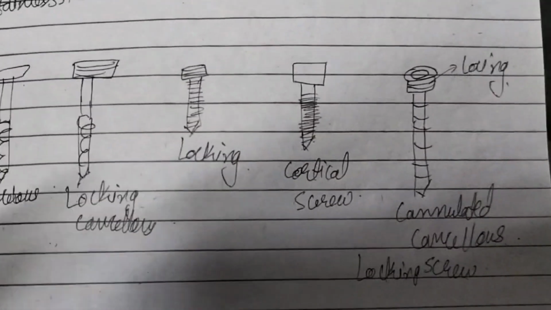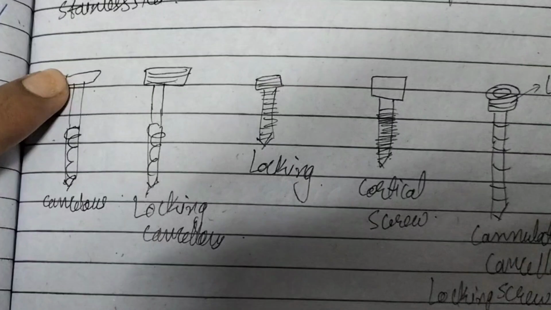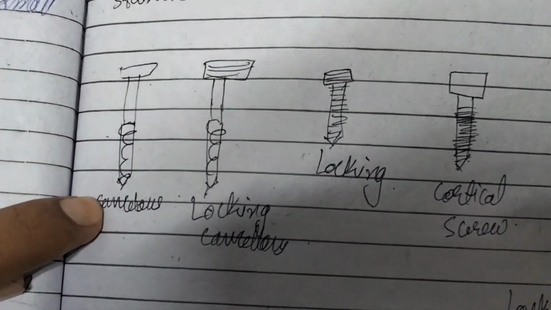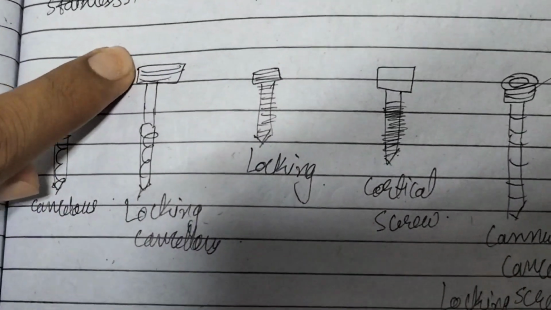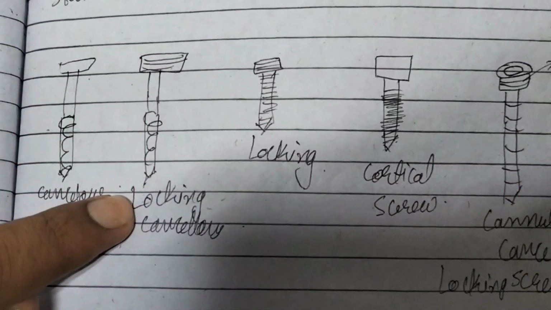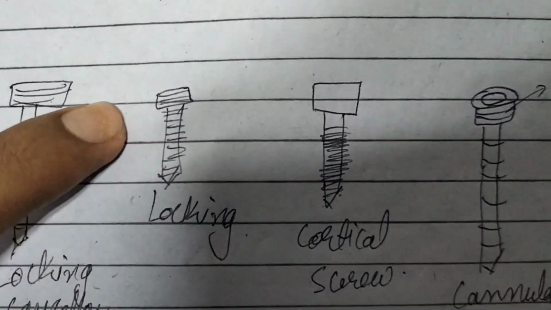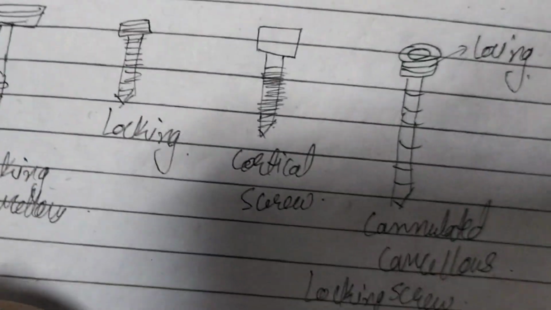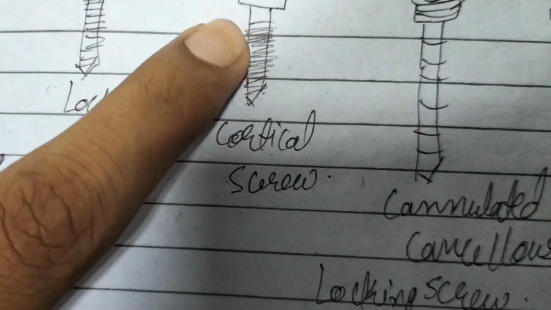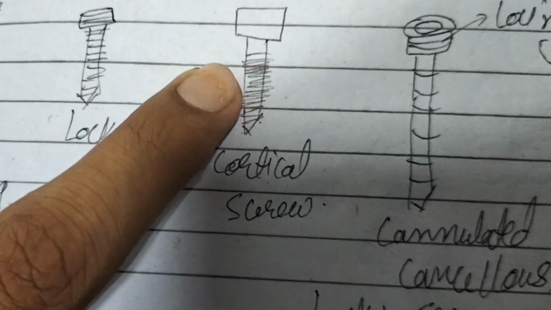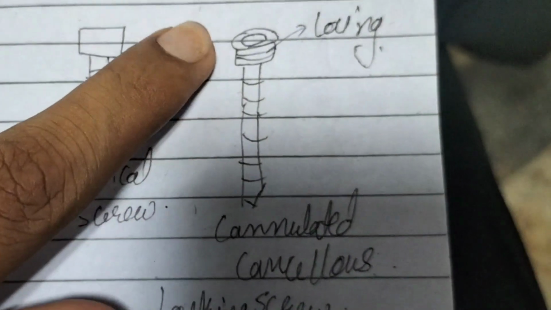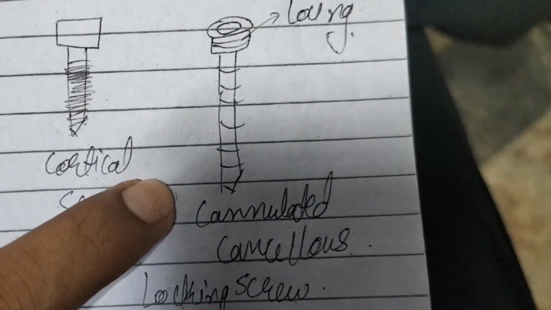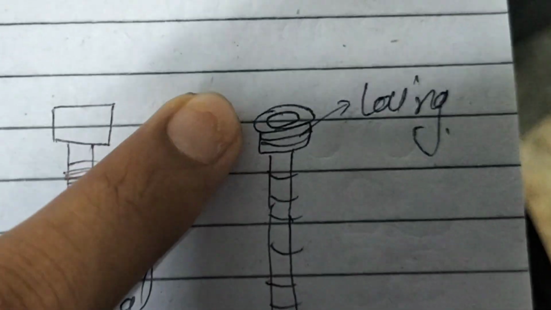Here you can see the nails. First, if at the initial end the head has no threads and there is some space, and later threads are there, it is a cancellous screw. Next, if the head also has threads and the pitch between the threads is more, then it is a locking cancellous screw. If the whole nail, head and all, is threaded, then it is a locking nail. If only the lower part is threaded and the pitch between the threads is small, then it is a cortical screw. And if the head end is hollow, then it is a cannulated cancellous locking screw, meaning a cannulated screw has a cannula in the head.